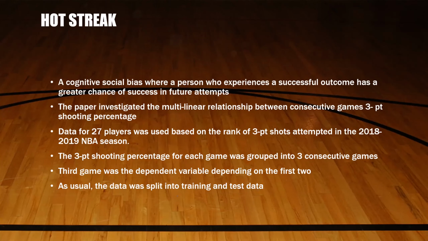Is that really a thing? Is that just a myth? Is it something that's substantiated in actual empirical data? So the paper investigated the multilinear relationship between consecutive games' 3-point shooting percentage. Data for 27 players was used based on the rank of 3-point shots attempted in the 2018-2019 NBA season. 3-point shooting percentage for each game was grouped into 3 consecutive games. And the third game was the dependent variable depending on the first 2. As usual, the data was split into training and test data, and then the analysis was conducted.